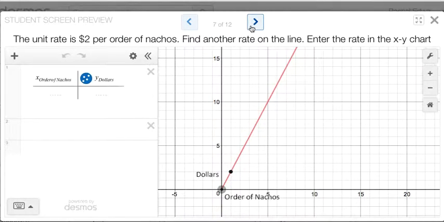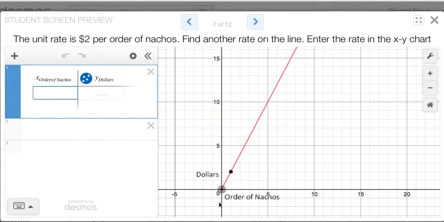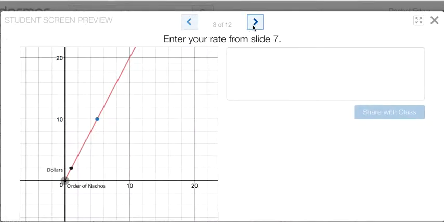This one, the unit rate is given because again, it's an intro. So they get $2 per order of nachos, and they need to find another rate. It could be as simple as an order of nachos right down here. Let's put 5. And how much would it be? So they go up to 5. Oh, 10. $10. Easy as that. They would enter the rate right here.